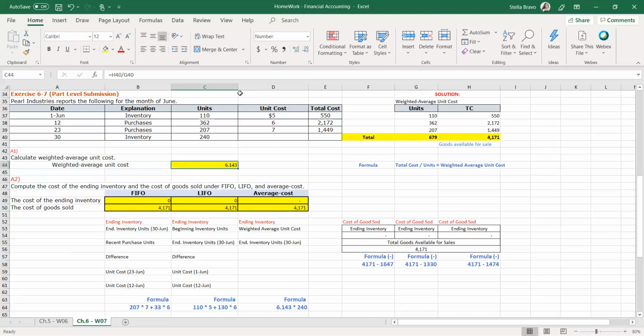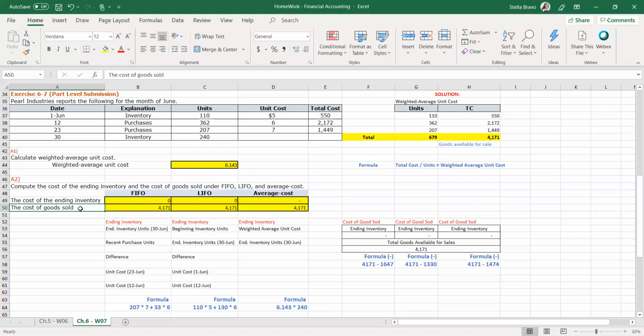Probably when you have this answer, it's going to have a lot of decimal places, but the exercise just asks for 3 decimal places. So this is the answer, 6.143.